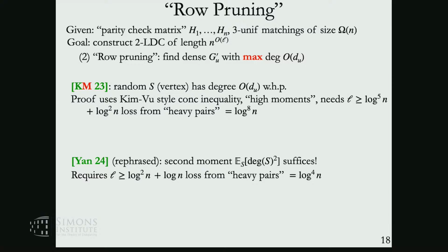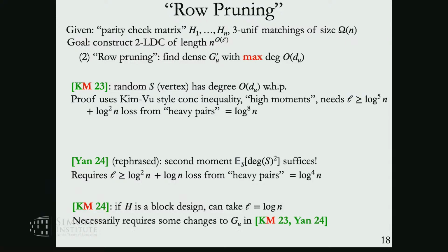And then finally, how do we get down to this tight bound for designs? Well, if the parity check matrix H or the hypergraph is a block design, it turns out we can take L to be log n. We don't need log squared. And this is actually not immediate. It's not just that we've assumed something stronger, which means that if you go through this proof, you'll get a better bound. It turns out that you actually do need to modify the graph G sub u.